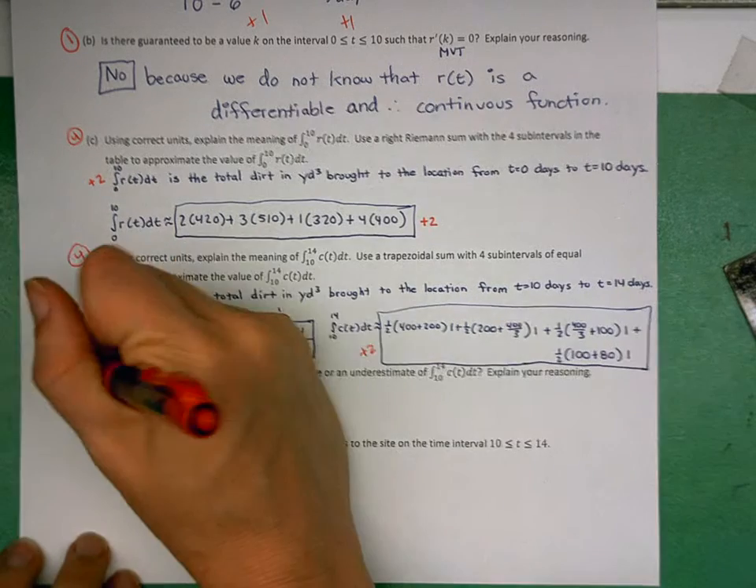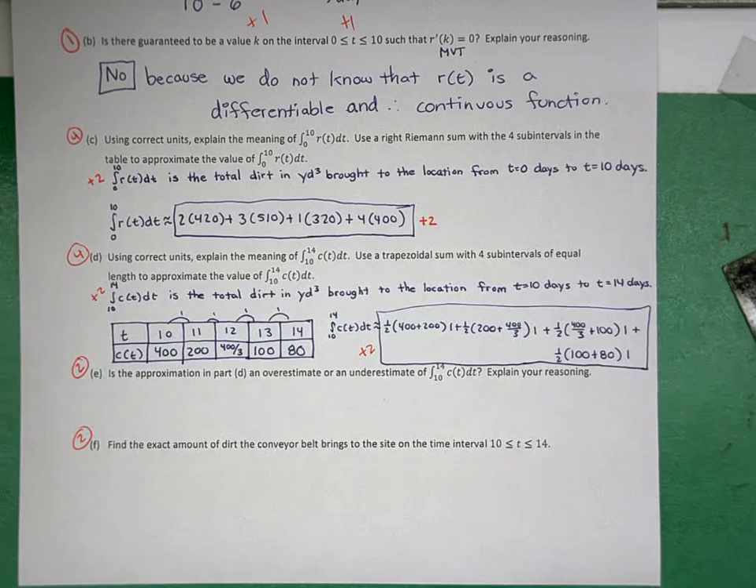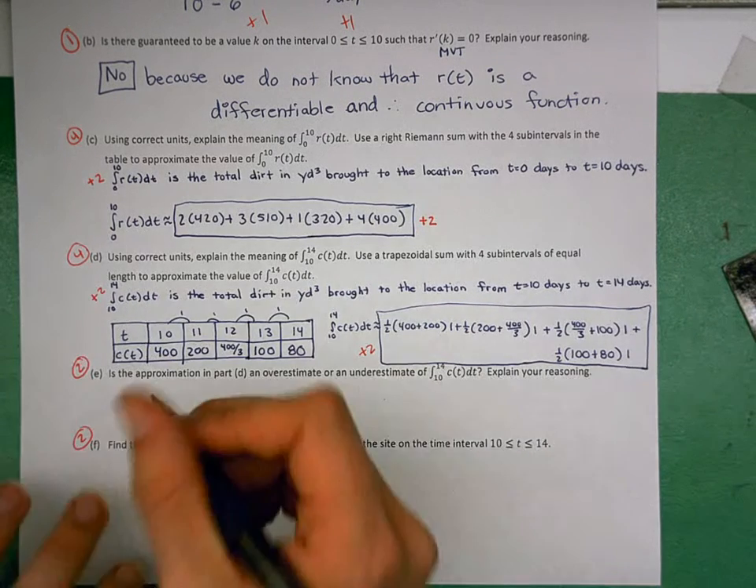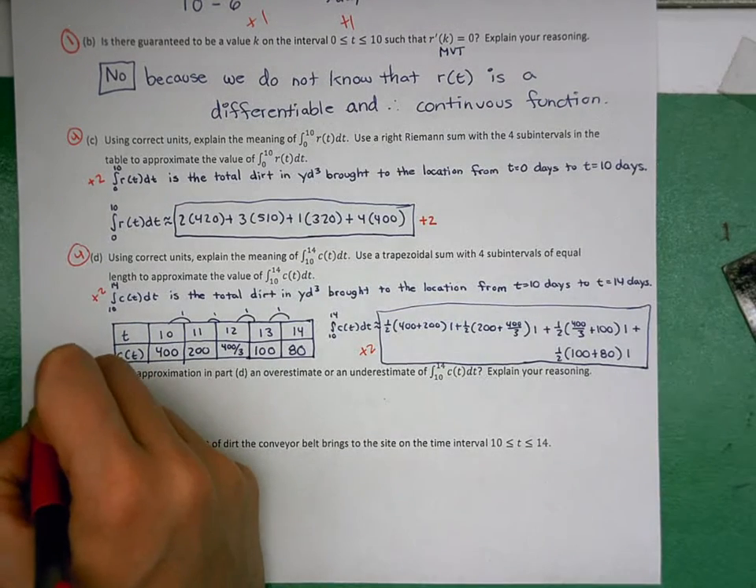We've got 2 remaining for each to walk through. E is the approximation in part D, an overestimate or an underestimate. Explain your reasoning. Okay, we've done this in 2 different videos now, so here's a third one. This has, I'm going to actually do it in red off to the side here, everything to do with concavity.